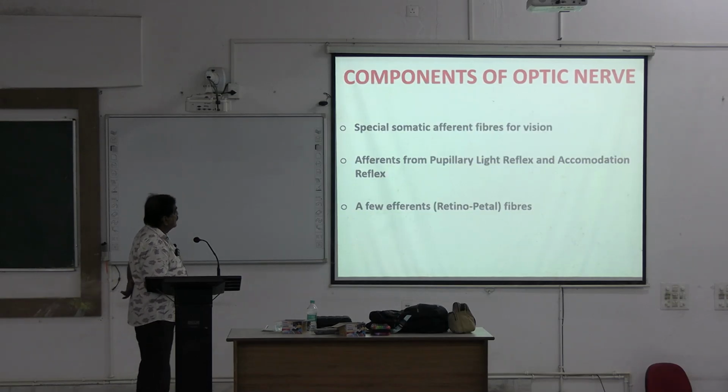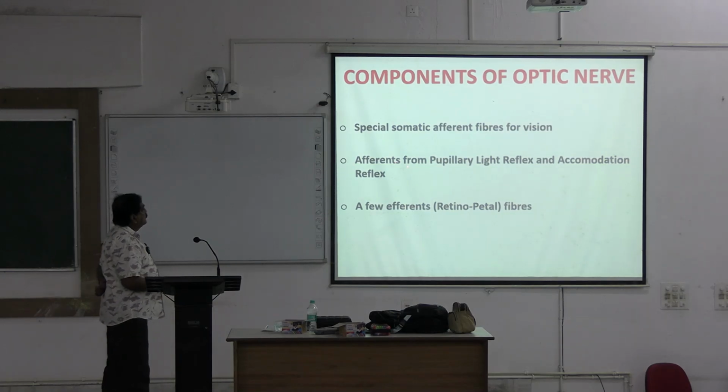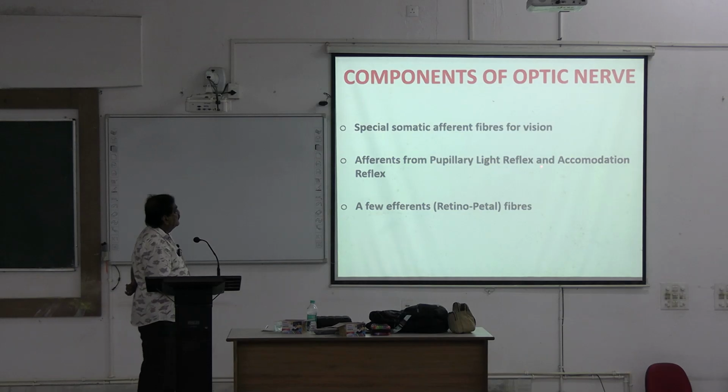Components of the optic nerve: special somatic afferent fibers for vision, afferent fibers for the pupillary light reflex and accommodation reflex, and a few efferent retinopetal fibers.